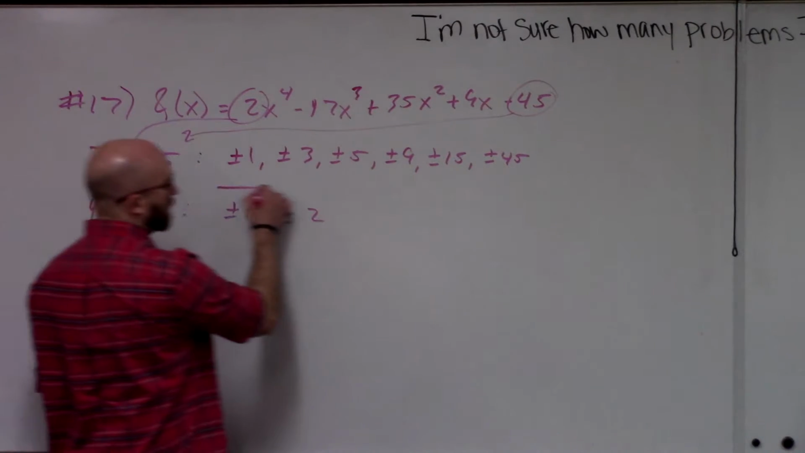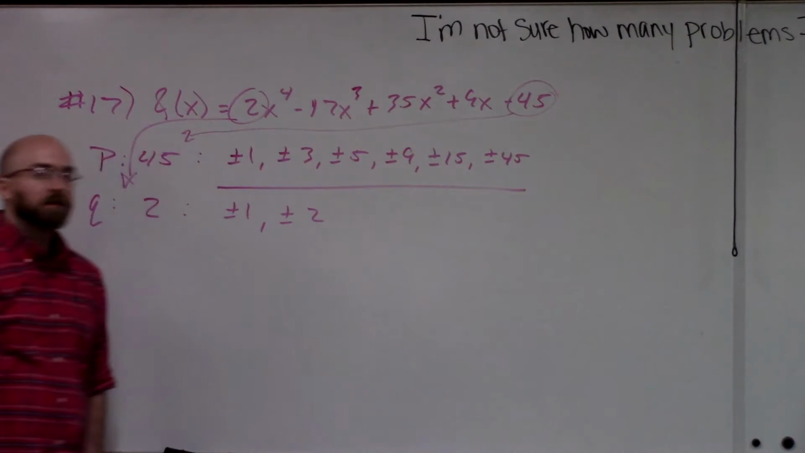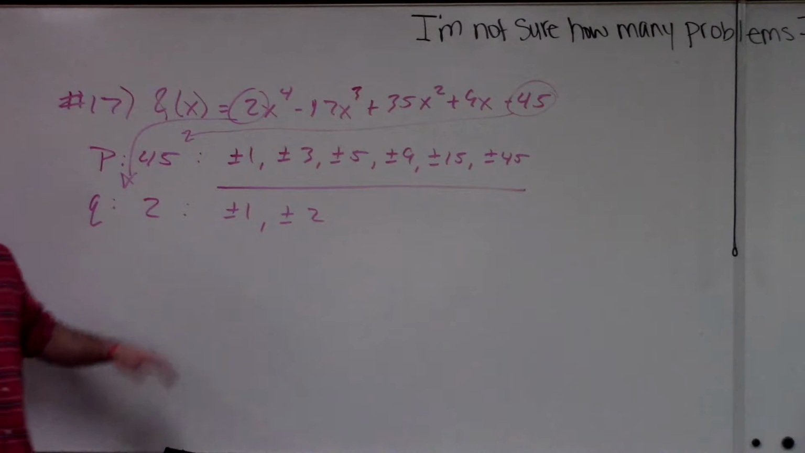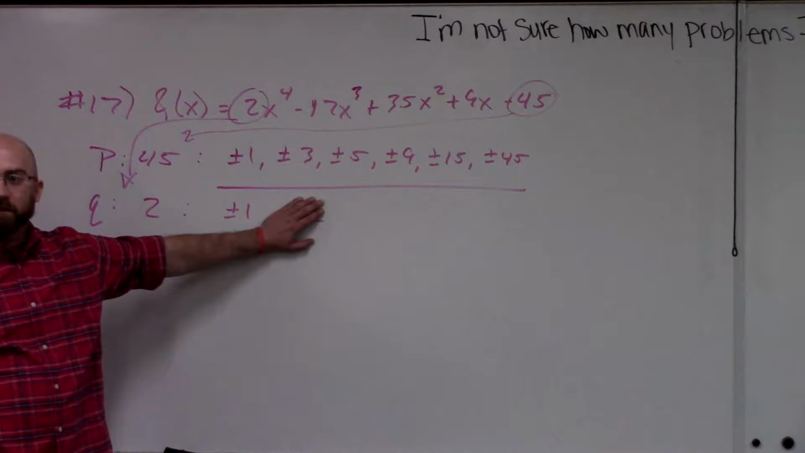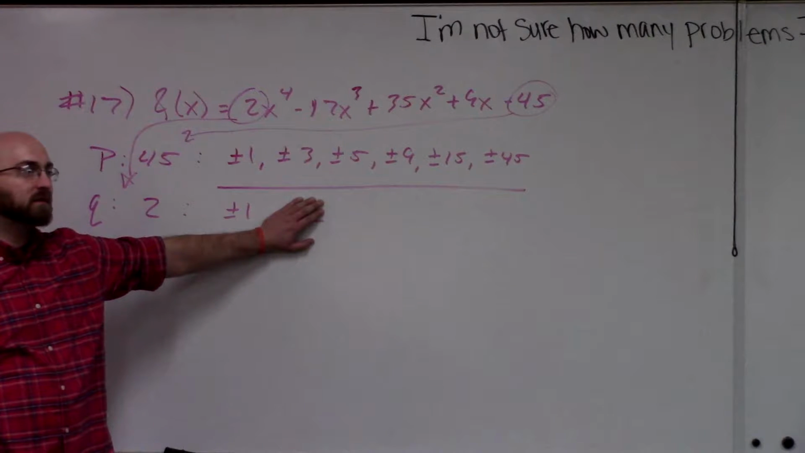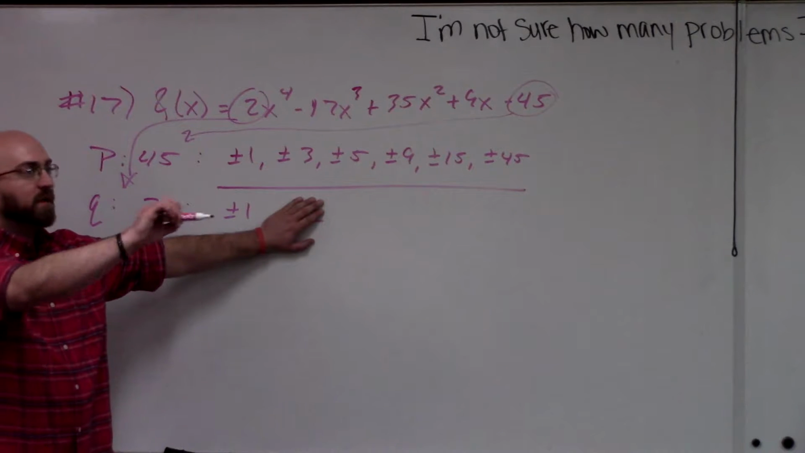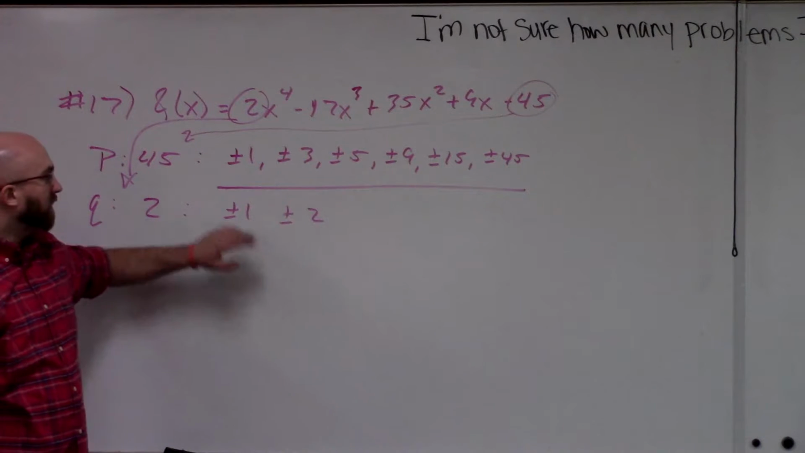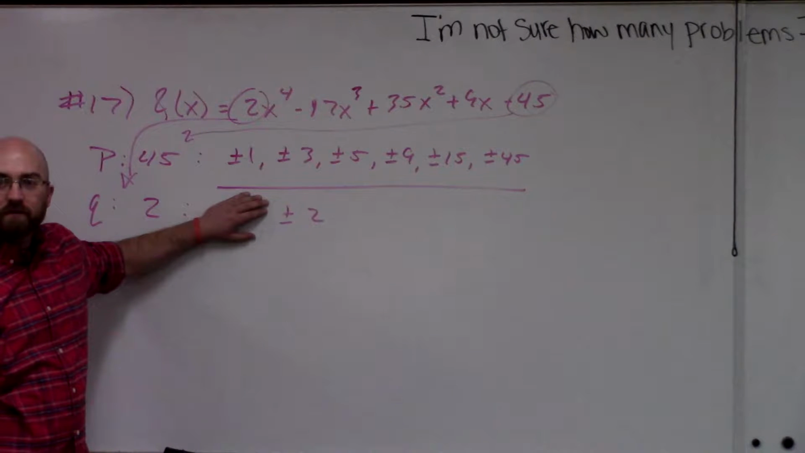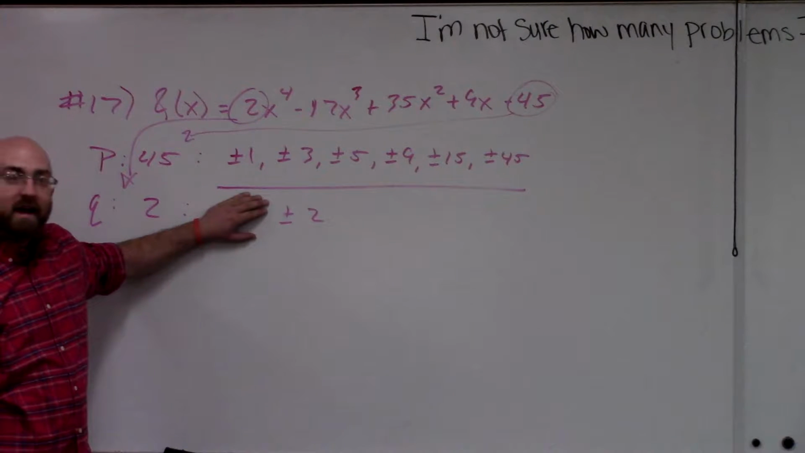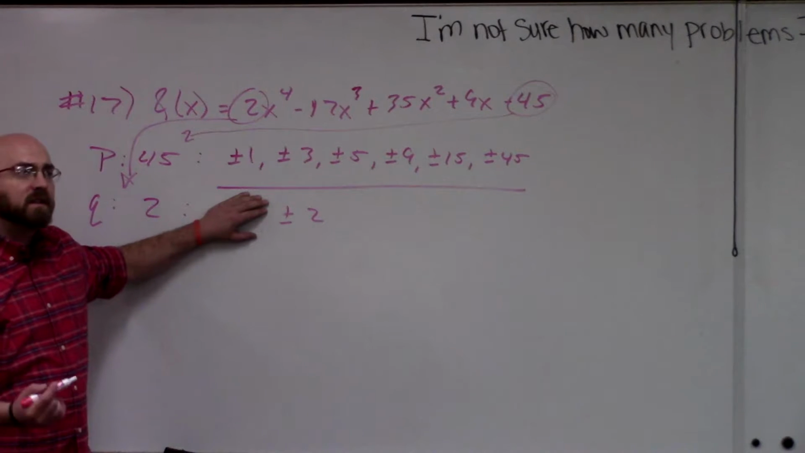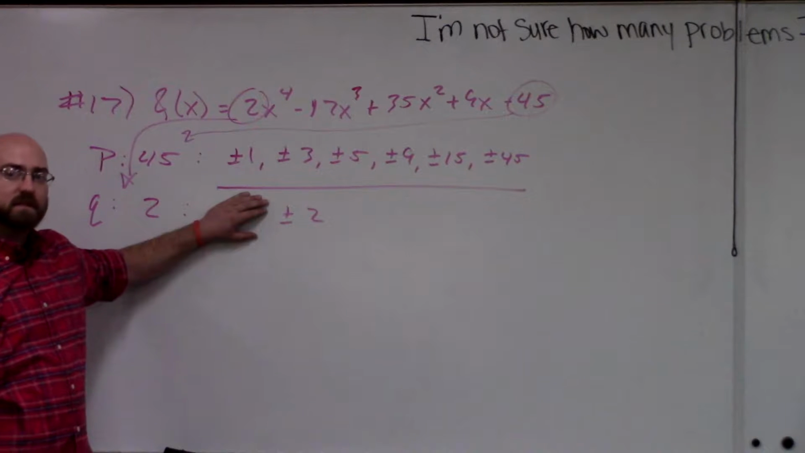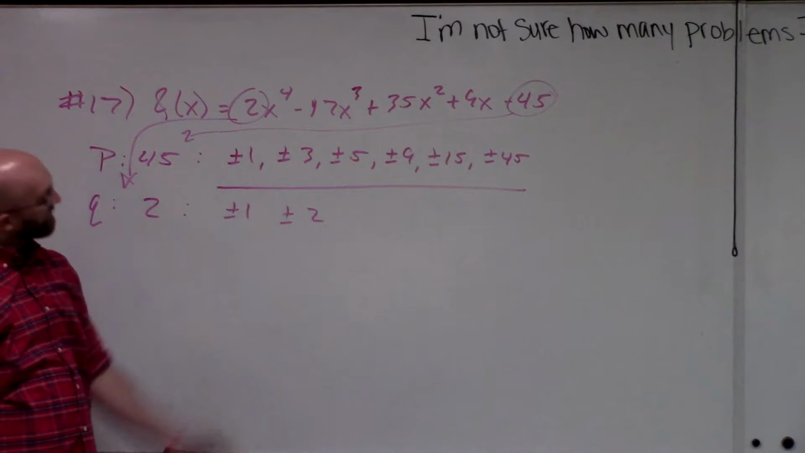Then go ahead and draw a line. The idea is 1 over 1 is 1, right? So 1's a possible zero. 3 over 1 is 3, a possible zero. All the way down, plus or minus. Then 1 over 2 is a possible zero. 3 halves is a possible zero. 5 halves is a possible zero. 9 halves, and so forth. Plus and negative for both of them. Does that make sense?